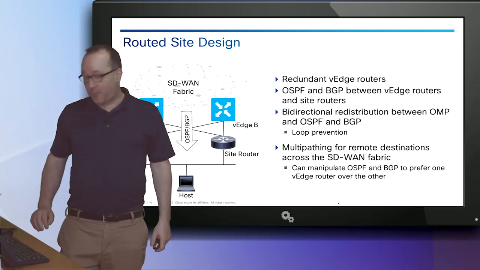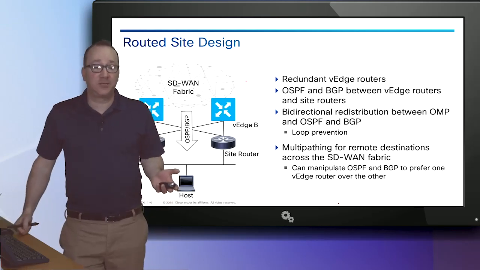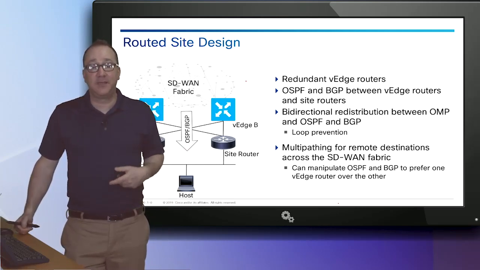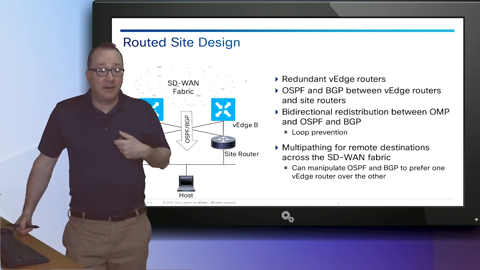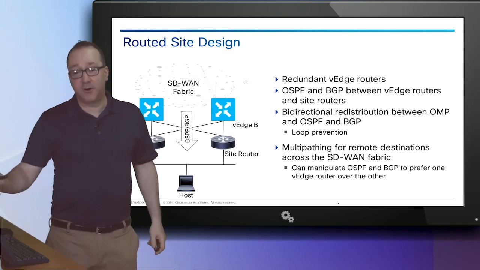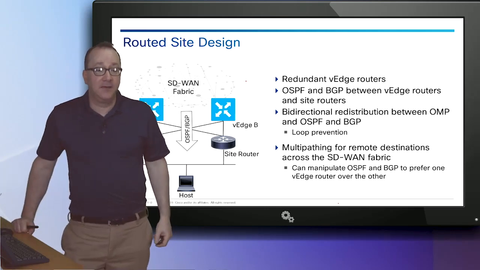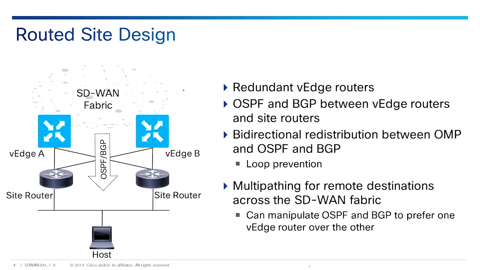When you have redundant vEdge routers and multiple layer 3 devices behind them, we can run OSPF or BGP to achieve failover redundancy. By using these and redistributing both protocols into OMP, we can use the routing protocol loop prevention mechanisms to handle our routing protocol redistribution. And we can influence the routing protocol metrics to load balance across multiple available paths through the SD-WAN fabric, or to prefer one vEdge as a next hop router over the other for certain destinations.